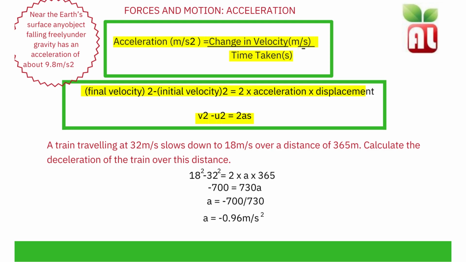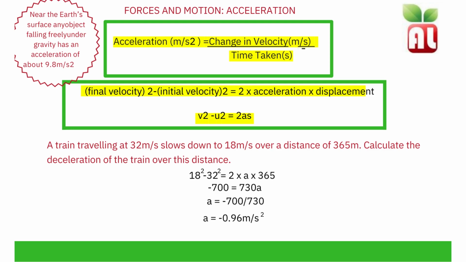Therefore, in exam questions involving displacement, the word distance may be used. An example question: a train travelling at 32 metres per second slows down to 18 metres per second over a distance of 365 metres. Calculate the deceleration of the train over this distance.